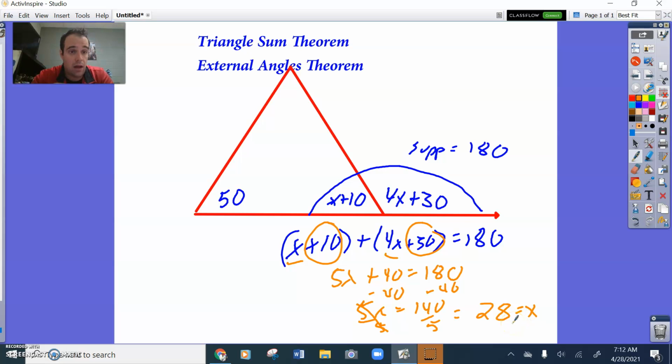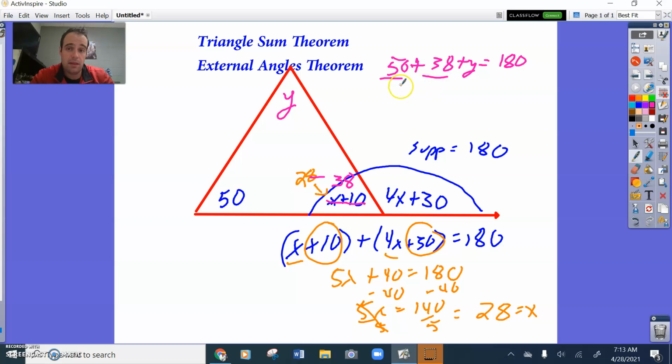Now, with that knowledge, I can plug this guy in to there. What this means is that this whole angle right here equals 38. I said 28 plus 10, I got 38. This allows me to find this last angle. Why? Because the Triangle Sum Theorem states all the angles added together equal 180. So 50 plus 38 plus y must equal 180.